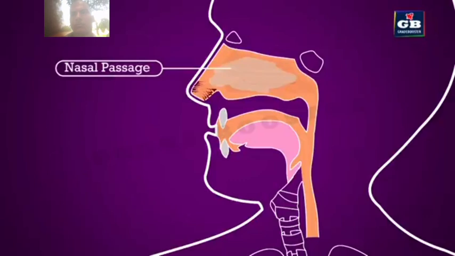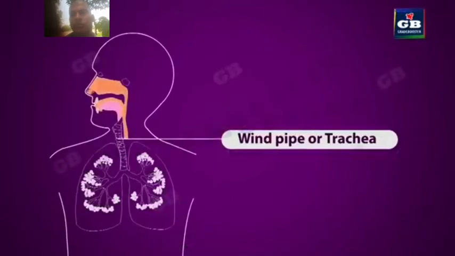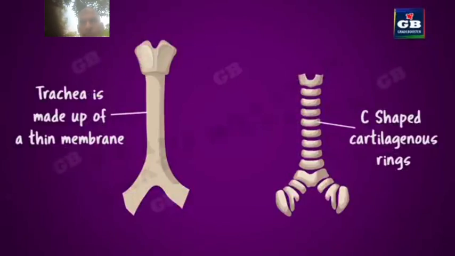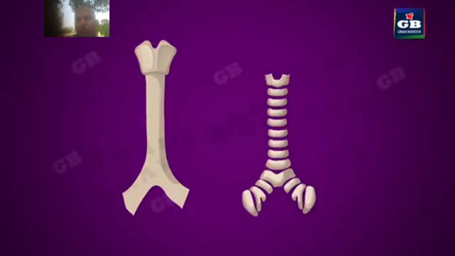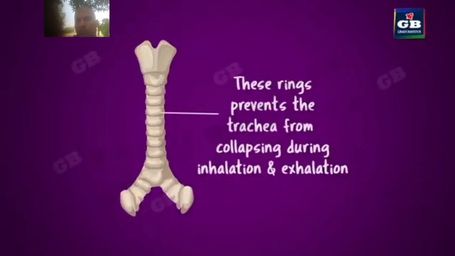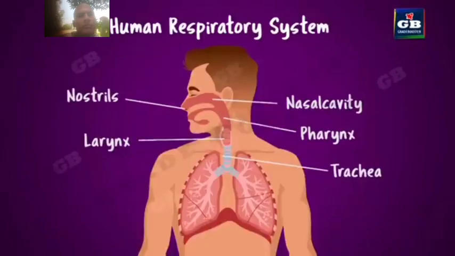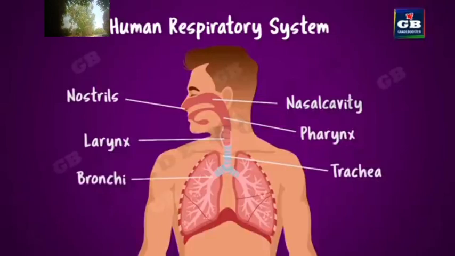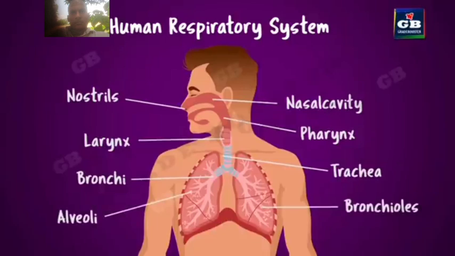Now this moist air enters the windpipe. The windpipe is also called the trachea. It is supported by C-shaped cartilaginous rings. These rings support the trachea and help to keep it open all the time. The windpipe divides into two branches. These branches are called bronchi. They are further divided into fine branches called bronchioles.